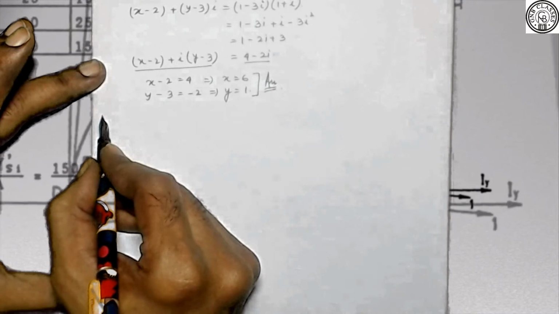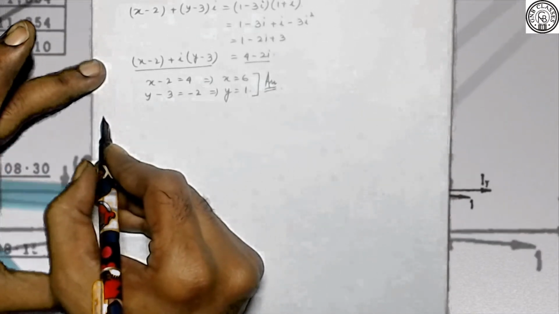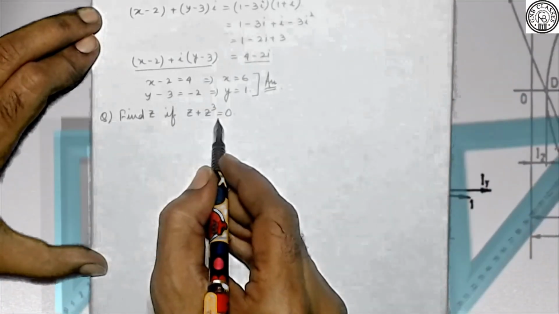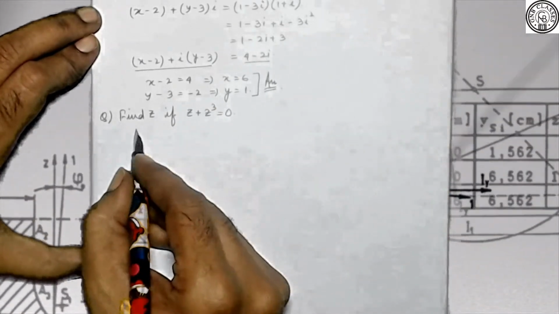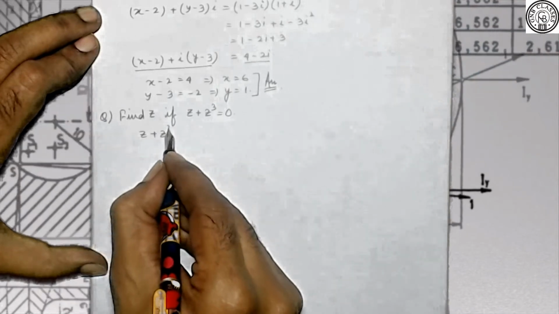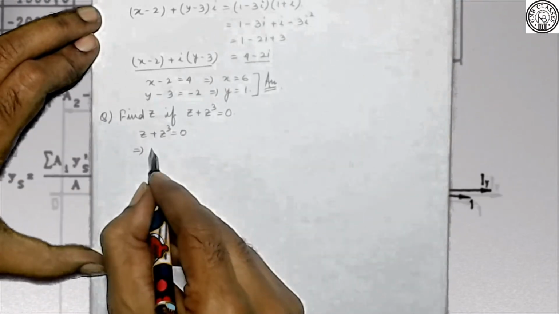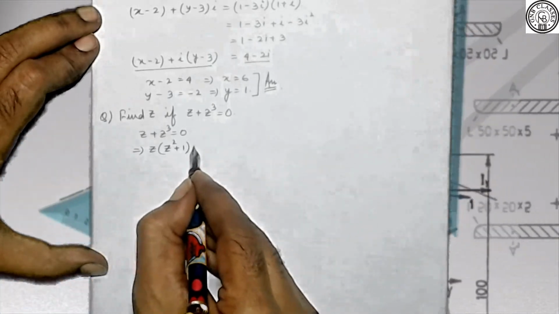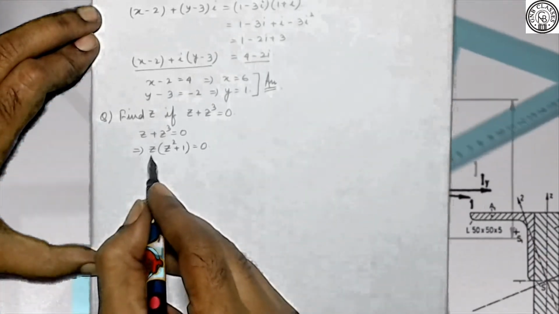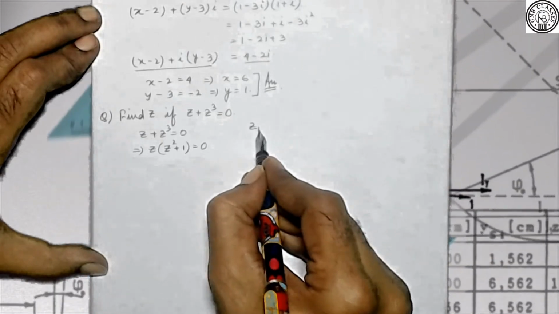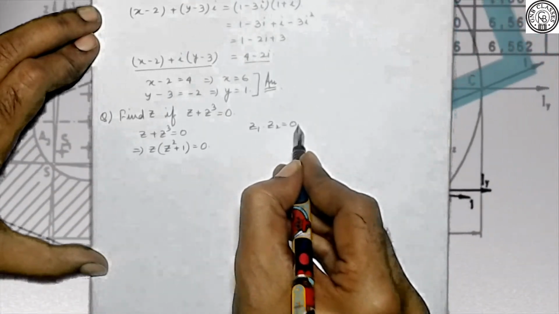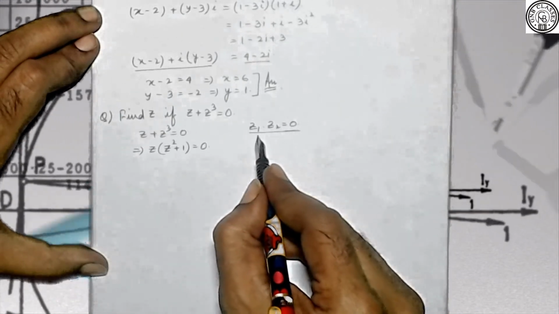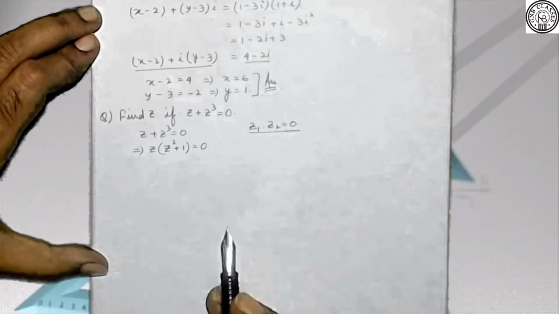More we solve problems, more we will be clear about the chapter. The only way to be confident in a chapter is doing problems, nothing else. Find z if z + z³ is equal to 0. So we have been given z + z³ = 0. So from here, if I take z common, it is z(z² + 1) = 0. As I told you, when two complex numbers are multiplied and the product is 0, then at least one of them must be 0.